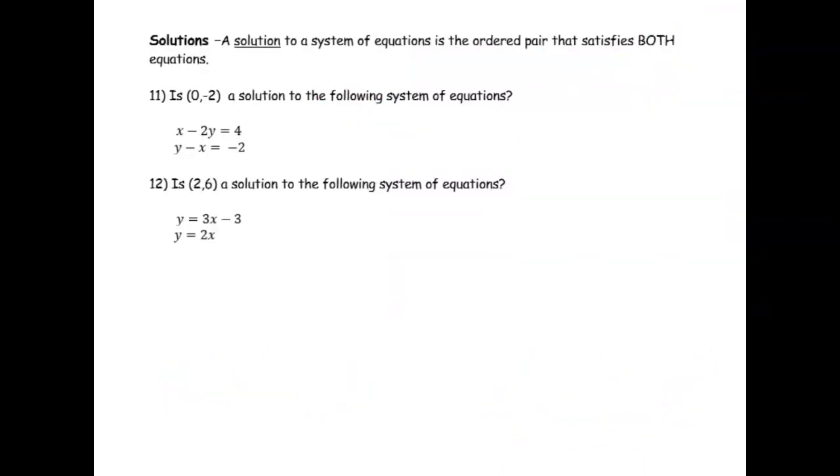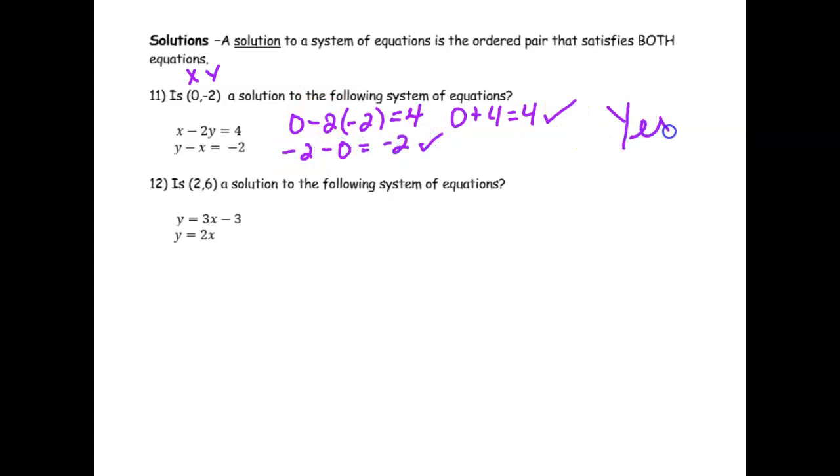Okay, so the next type of question says a solution to a system of equations is the ordered pair that satisfies both equations. So it's like doing the check step. Number 11 says, is 0, negative 2 a solution to the following system of equations? All we have to do is plug in for our x and our y, and we get 0 minus 2 times our y, which is negative 2. Does that equal 4? Let's see, we've got 0 plus 4 equals 4. Yep, that one works. Okay, and now the next one, we've got negative 2 minus 0. Does that equal negative 2? Yep, that one works. So we know that it satisfies both equations, so that would be a yes.